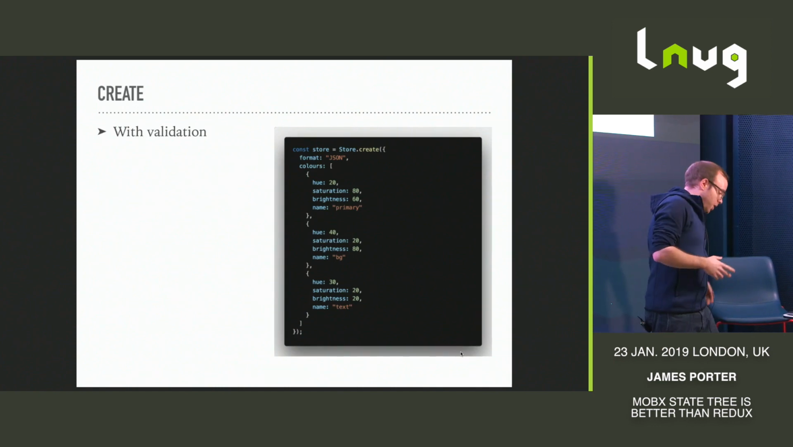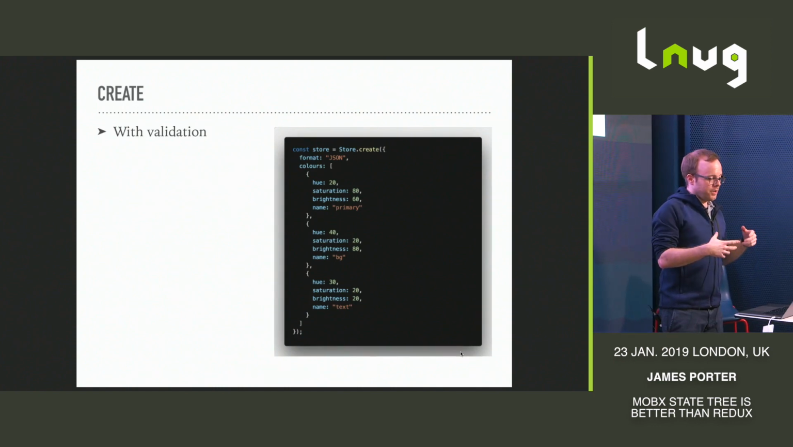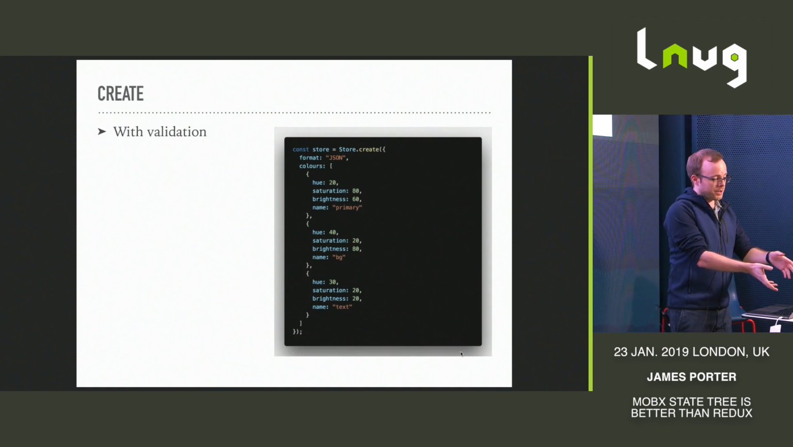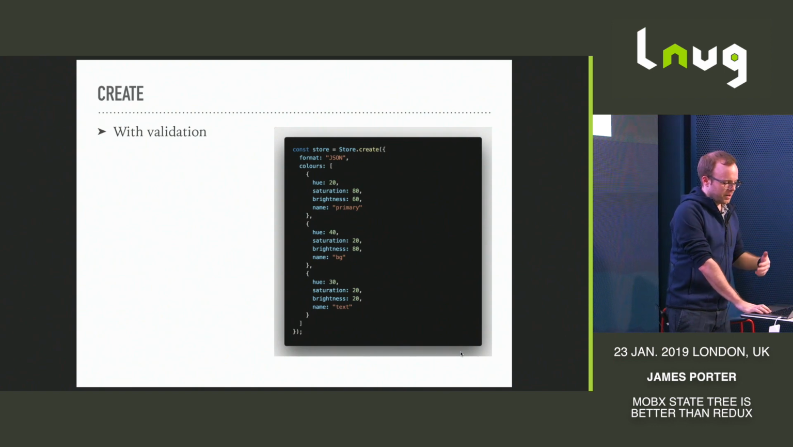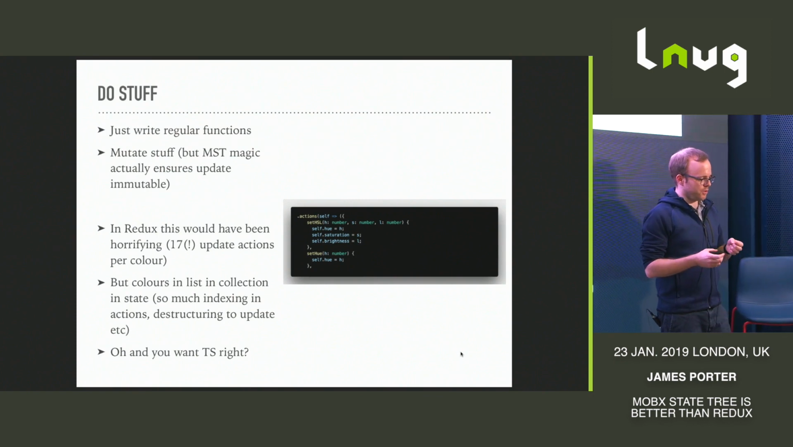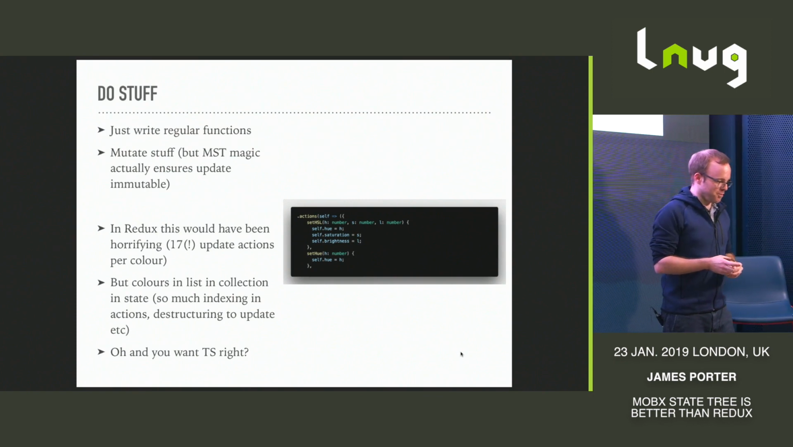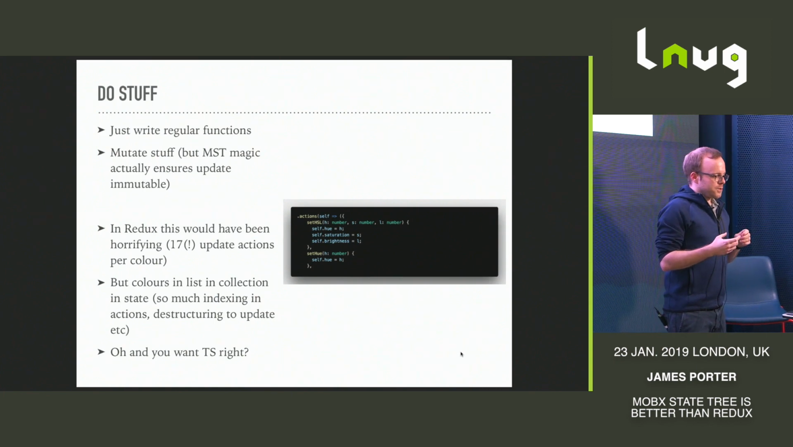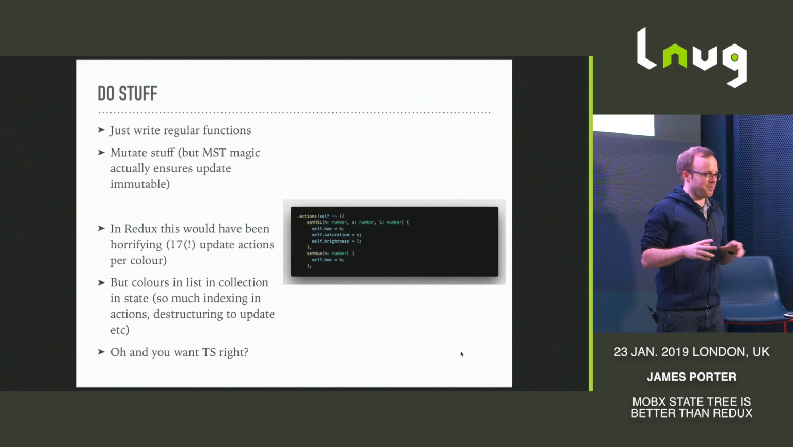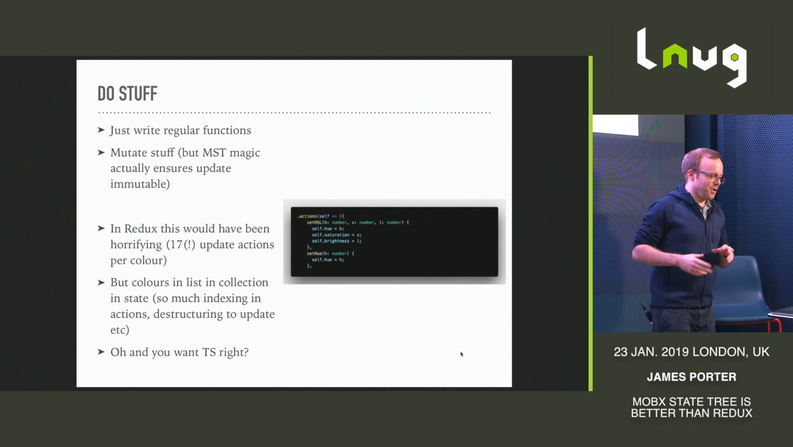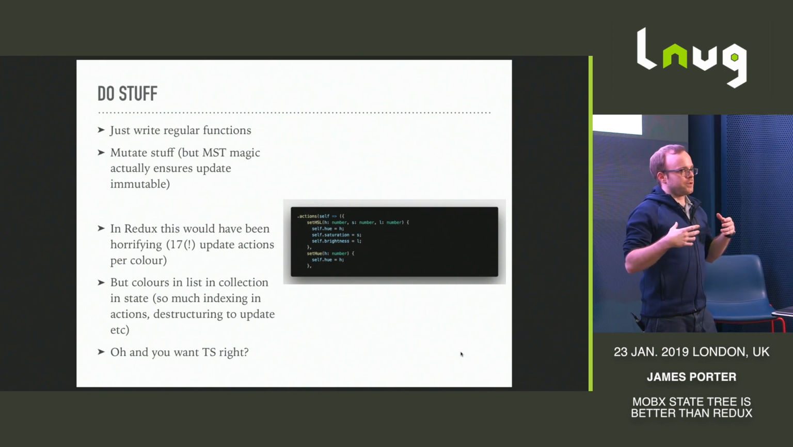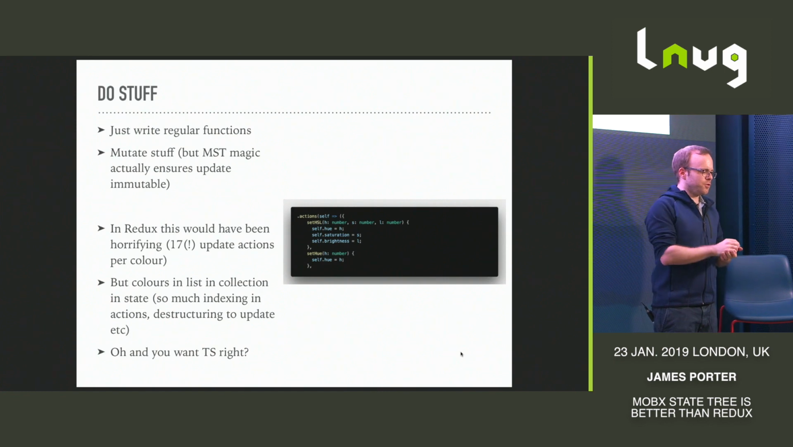Anyway, to create a tree, one way of doing it is to pass in a JavaScript object which matches that structure, and it will be validated by MobX State Tree. But how do you do stuff? And this is where it completely destroys Redux. It is so much more pleasant. So the magic trick from MobX State Tree, which it is magic, I mean, it's actually using ES6 proxies, and you can read about the implementation. But basically, you get to write standard JavaScript code. You mutate stuff.